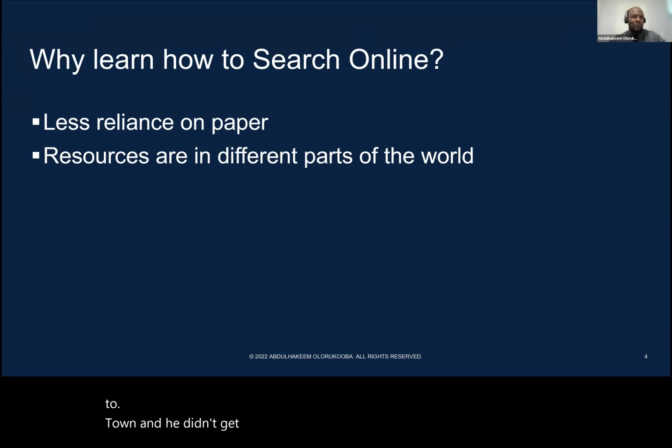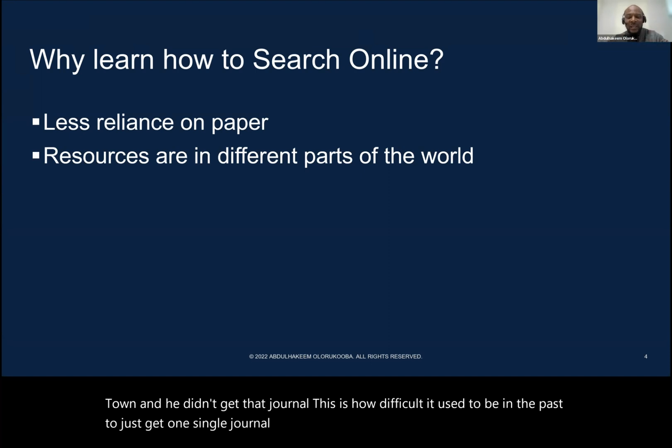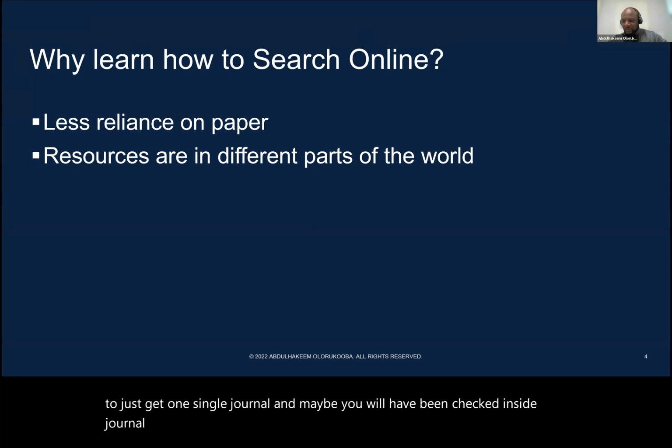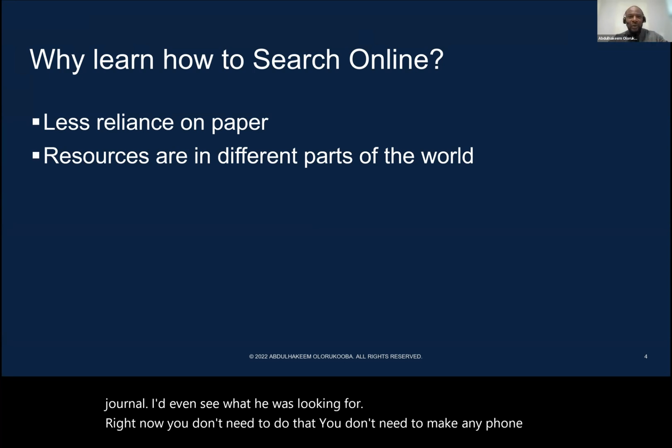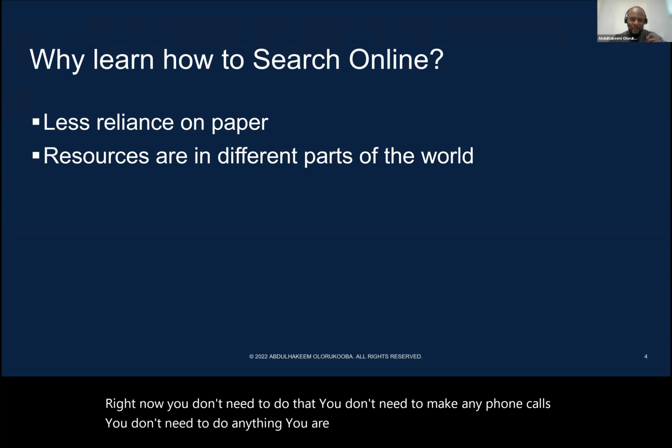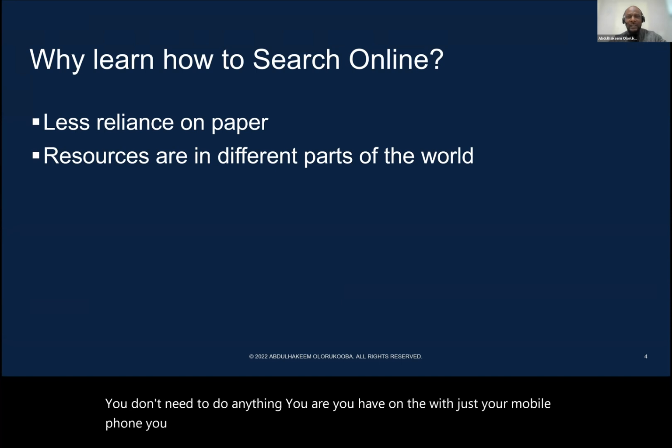This is how difficult it used to be in the past to just get one single journal, and maybe he would have even checked inside the journal and seen what he was looking for. But right now, you don't need to do that. You don't need to make any phone calls. You don't need to do anything. With just your mobile phone, you can just go online. You're connected to the web. You can browse. You can do whatever you want to do.